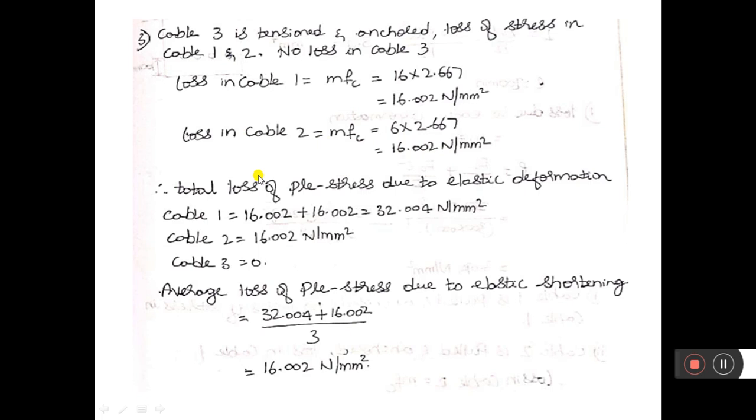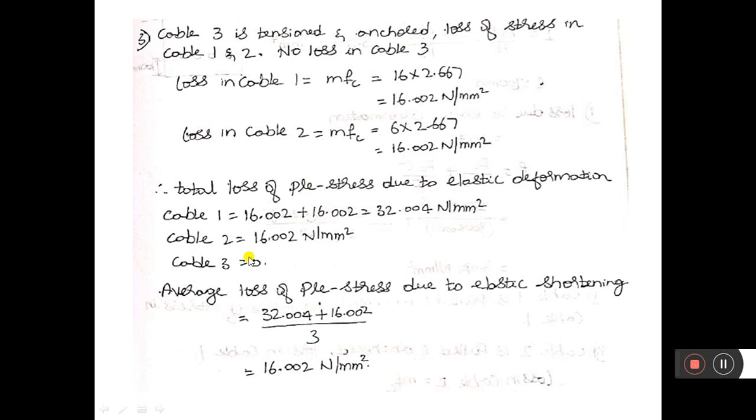And now what will be the total loss occurring in cable 1? When cable 1 is pulled, the loss in cable 1 is 0. When cable 2 is pulled, there is a loss in cable 1, that is 16.002. And when cable 3 is pulled, there is a loss in cable 1, and that is 16.002. So the total loss occurring in cable 1 is 32.004 Newton per mm square. And loss in cable 2: when cable 2 is pulled, there is no loss in cable 2, and when cable 3 is pulled, there is a loss in cable 2, that is 16.002 Newton per mm square.